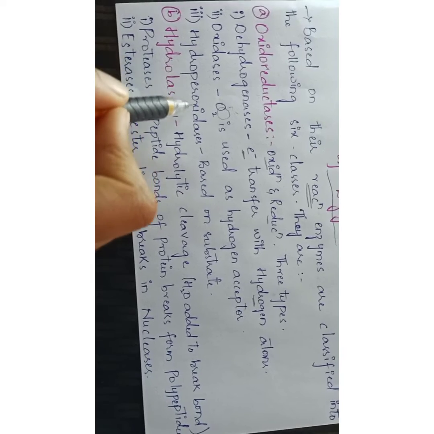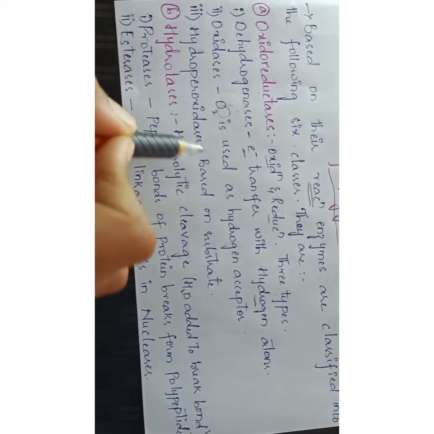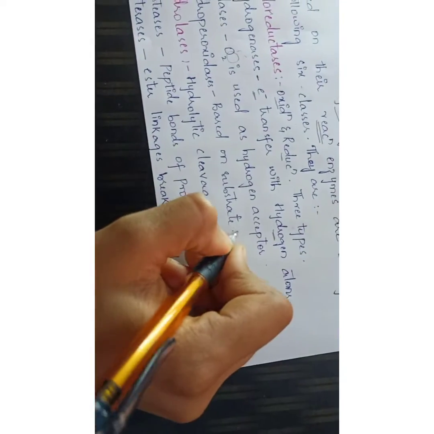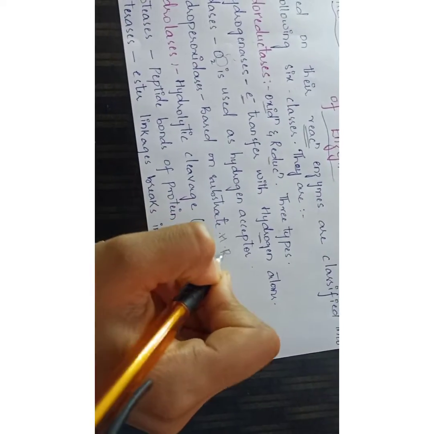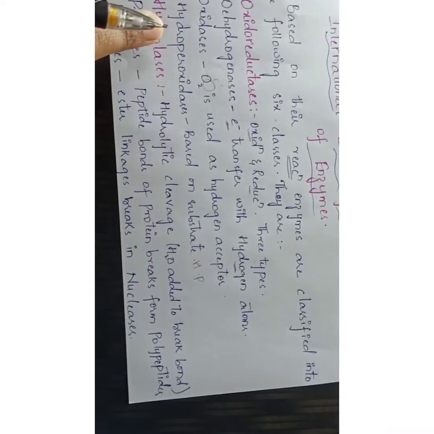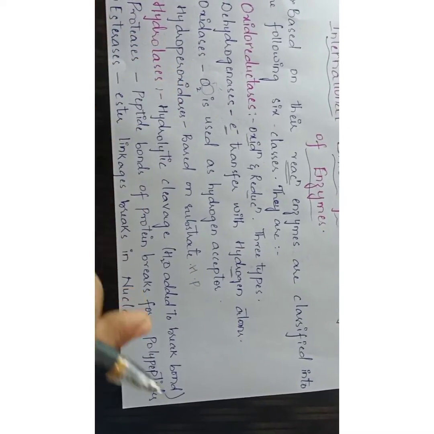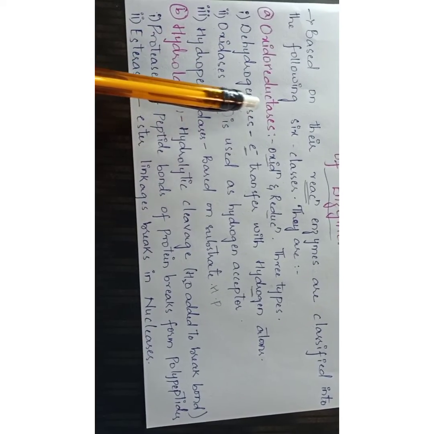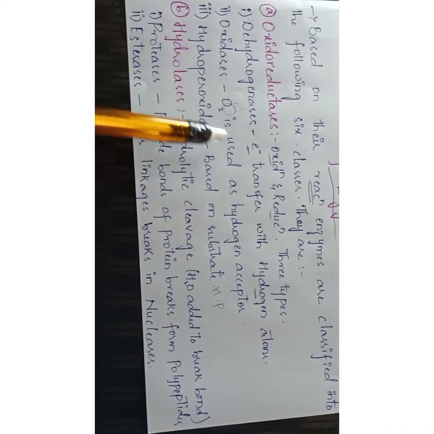Next one is hydroperoxidases. Hydroperoxidases is based on the substrate, that is, if in the substrate we are using peroxide, then we can use this type of hydroperoxidase enzyme. This is the first type, that is oxidoreductases, and the subtypes of the oxidoreductases.